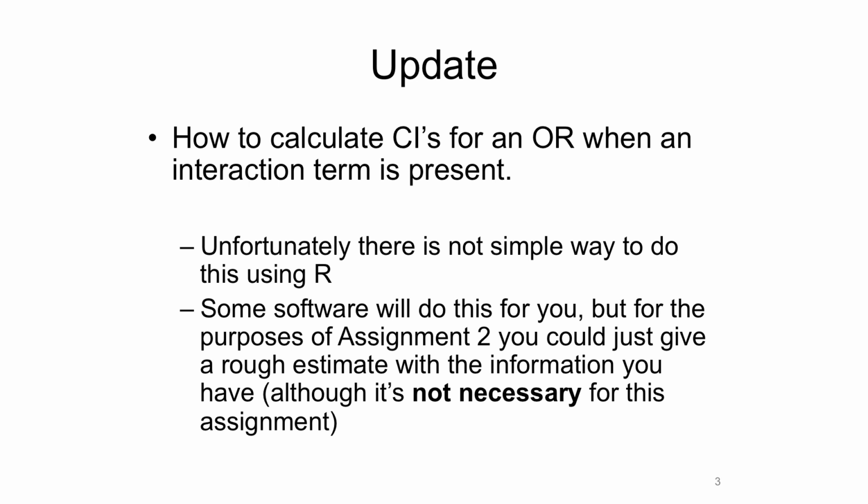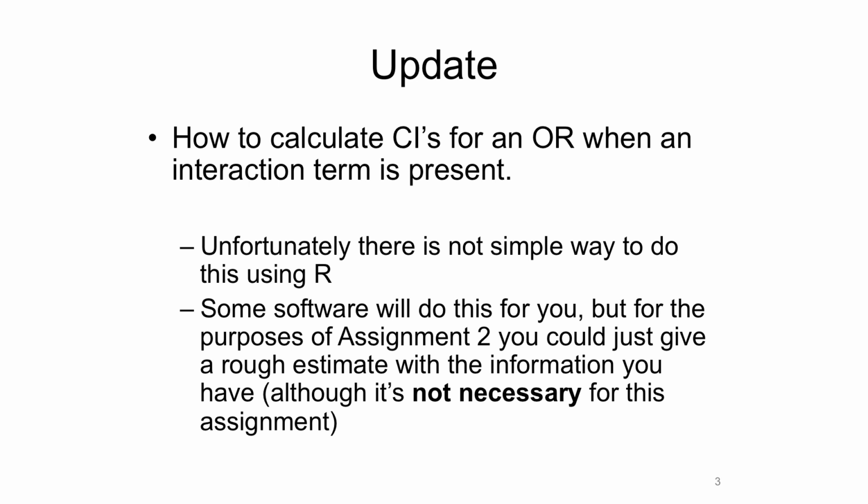For the assignment, it's completely acceptable to calculate the strata-specific odds ratios and then guess whether or not you think these are significant. If an odds ratio is close to 1, then we could guess that the 95% confidence interval will probably include 1. So it's probably safe to assume that this is not significant.